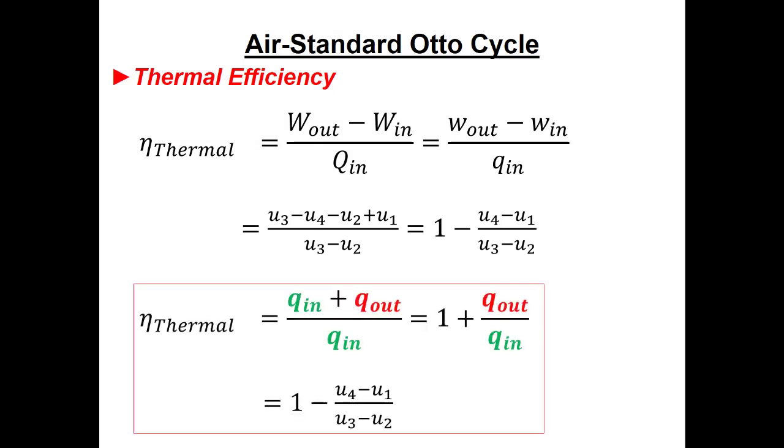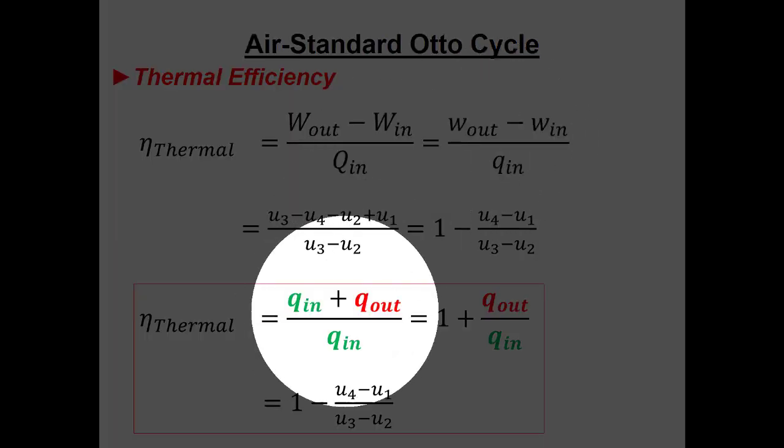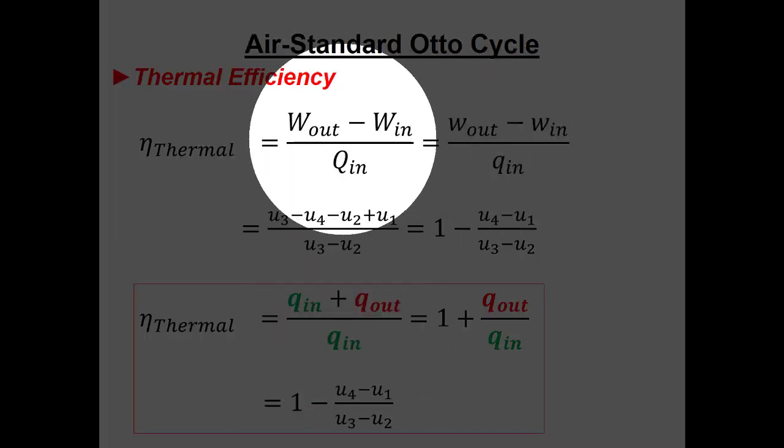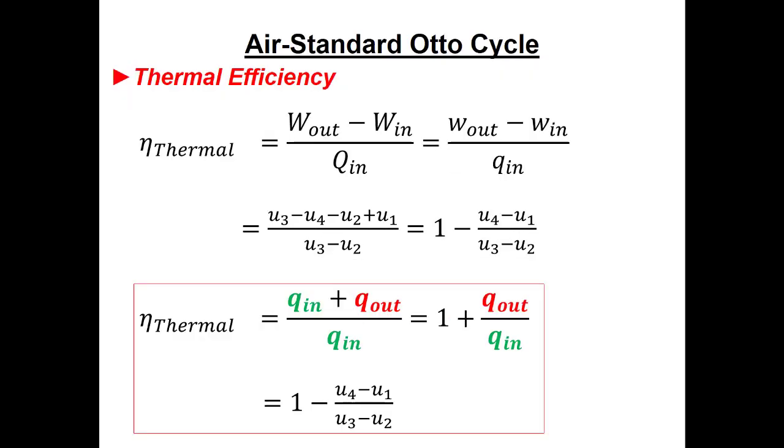And this can also be written, remember, because we're assuming everything here is reversible, the work out minus the work in is the same as the Q in plus Q out. So net heat is equal to net work. And if I do this, I get the same answer, which is good, because the answer you get should be independent of the method that you use. So if I think about this as net heat over heat in, and if I think about it as net work over heat in, I get the same answer. And that's always a good thing.